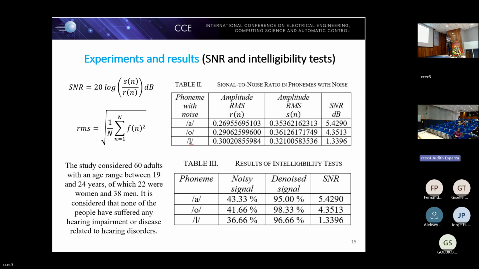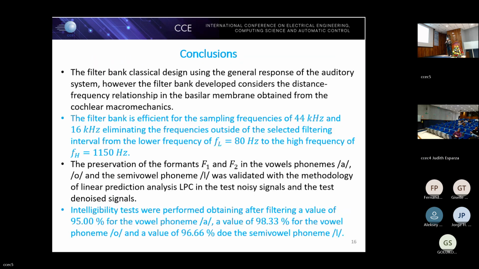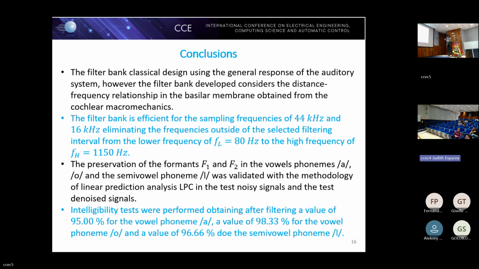You can see in the previous graph the best result is presented, corresponding to this result in the intelligibility test. The next, please. What is the conclusion of this work? The classical filter banks are designed using the general response of the auditory system, for example the works of Hermansky, of Itza, or the classical work of Davis and Bernstein, that is used in speech recognition systems.